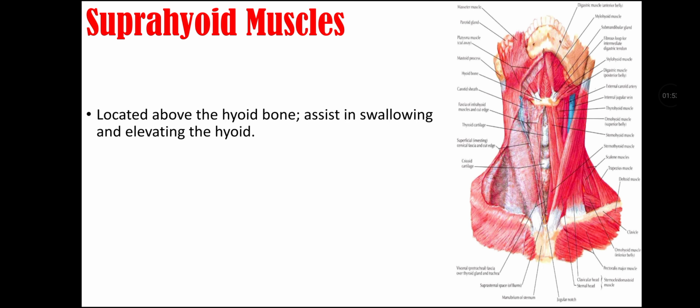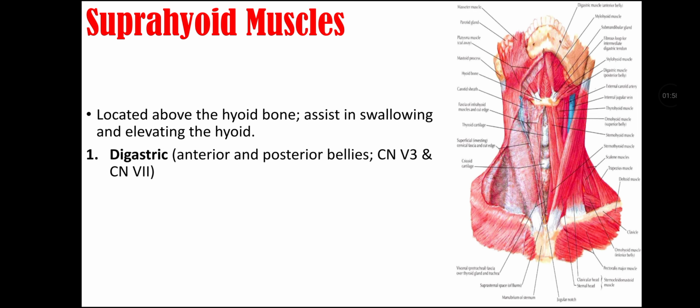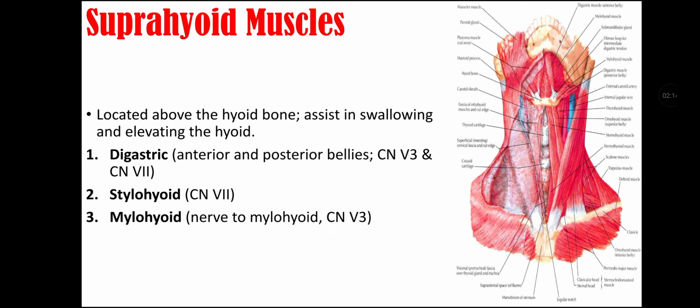Then there are suprahyoid muscles of the neck. Suprahyoid muscles are located above the hyoid bone, and they assist in swallowing and elevating the hyoid bone. They include the digastric muscle that has anterior and posterior bellies, supplied by the mandibular division of the trigeminal nerve and also by the facial nerve. Then another suprahyoid muscle is the stylohyoid muscle, supplied by the facial nerve. The third muscle is the mylohyoid muscle, supplied by the nerve to mylohyoid, a branch of the trigeminal nerve. Fourth is the geniohyoid muscle, supplied by the hypoglossal nerve, the 12th cranial nerve.